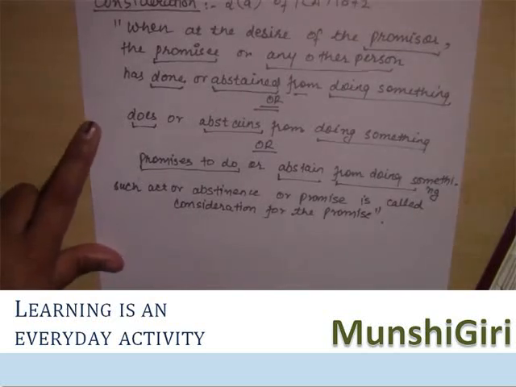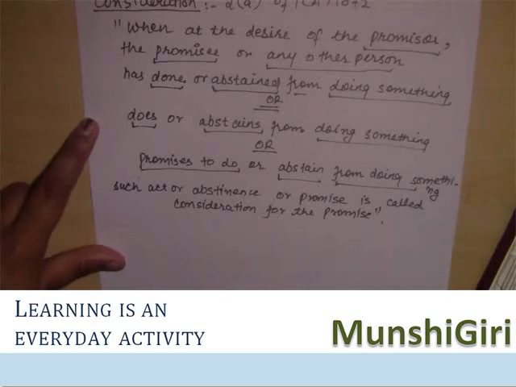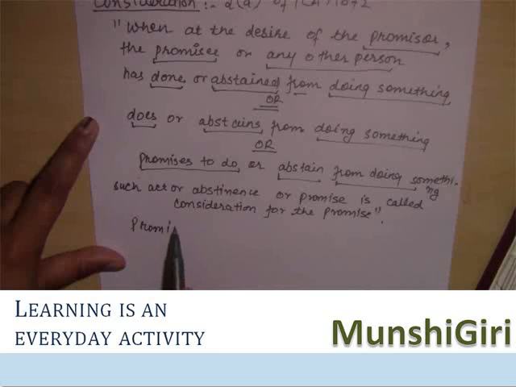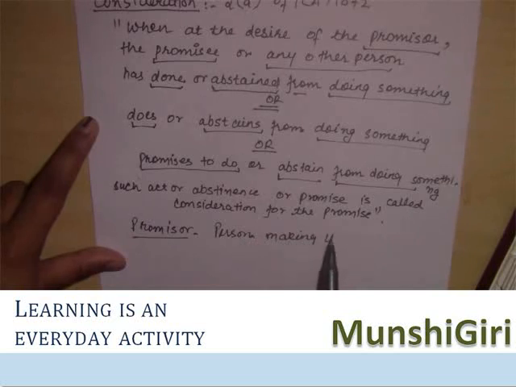So interpreting the above definition is as follows. Promiser is the person making the offer, and the promisee is the person accepting the offer.